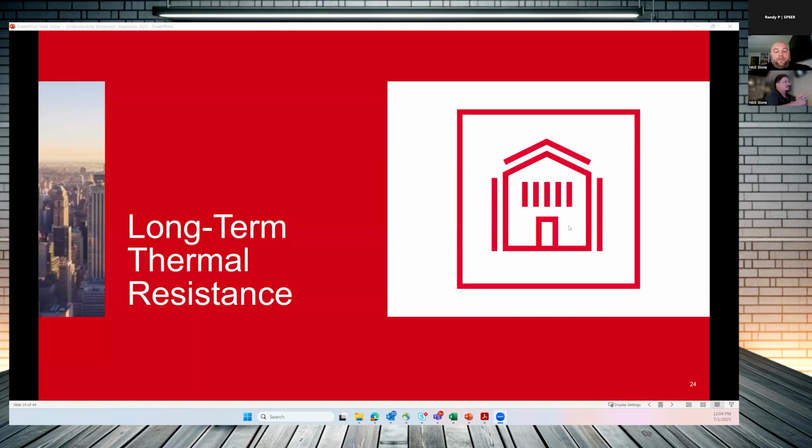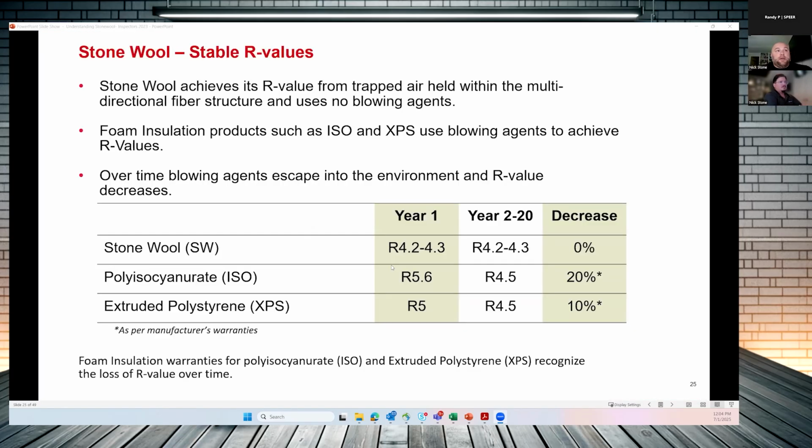And then, sticking with this idea of longevity, we're going to move into looking at long-term thermal performance, or thermal resistance. As things age, they don't always stay the same. R values perform the same way. What's nice about stone wool is we hold that R value whether it's year one or two decades down the road. We don't decrease in R value. And again, that's just because we're a simple material. There's no off gassing, there's no chemical reaction.